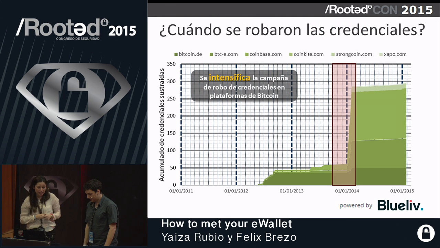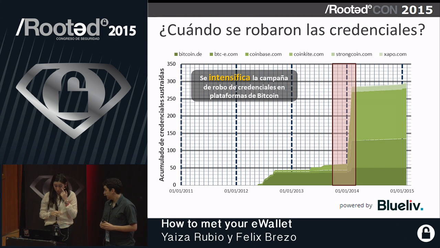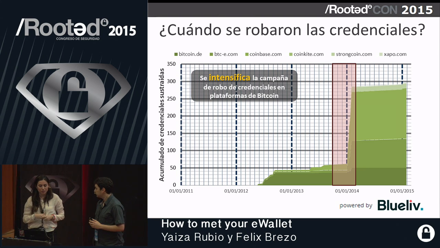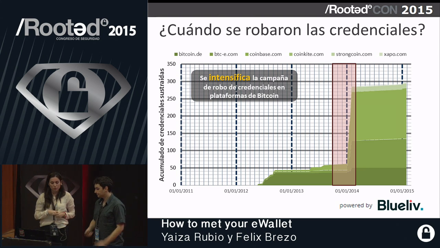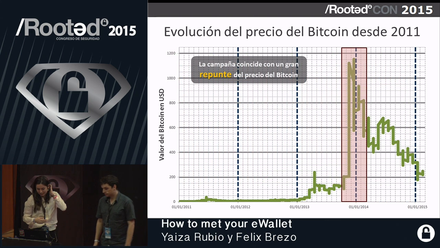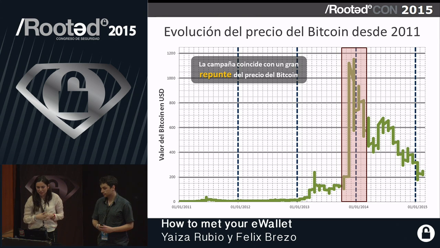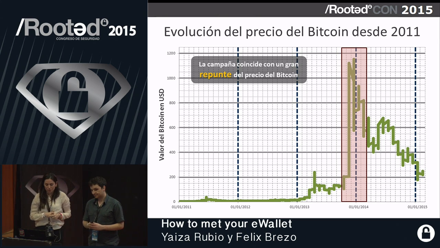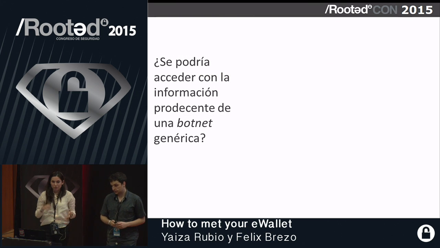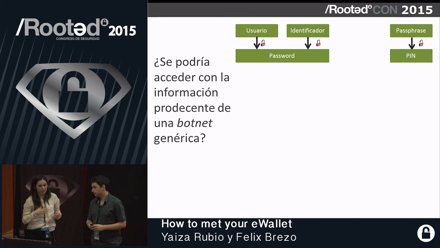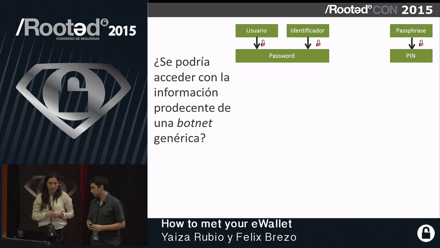So how are the transactions on the platforms compromised? In 2014, we identified a campaign for stealing from Bitcoin platforms. These dates coincide with the moment when Bitcoin achieved its greatest value in the market. Considering the information that a generic botnet recovers, how far could we have gone with all the platforms that we analyzed?